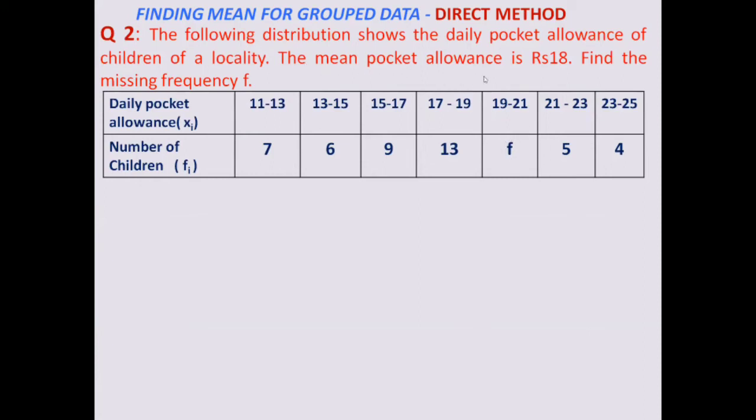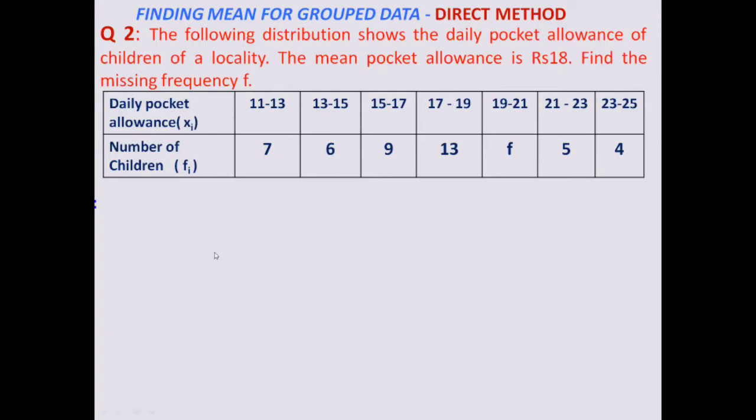Whenever we are going to solve a question, we have to read the question thoroughly first. In that, you have to know clearly what is given and what to find. Here they gave the mean pocket allowance as 18 rupees. So the mean is already given, and we have to find the frequency that gives that mean. For which value will we get 18 rupees? Only if you take the correct value will we get 18; otherwise we can't. So we have to find that now.